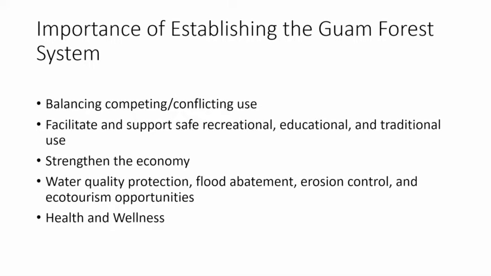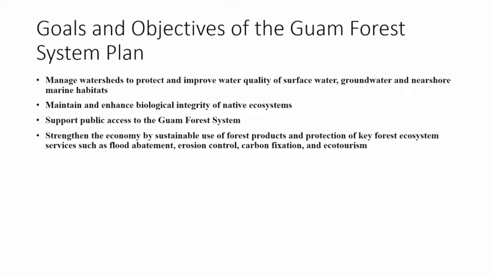The Guam Forest System will sustainably manage these areas to facilitate safe recreational use, support educational and traditional uses, and strengthen the economy through direct means such as provision of commercially valuable timber and through indirect benefits including water quality protection, flood abatement, erosion control, and ecotourism opportunities. The forest system provides other less quantifiable benefits, including improvements to human health and well being associated with access to forests and undeveloped areas.